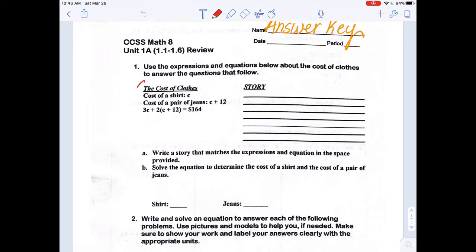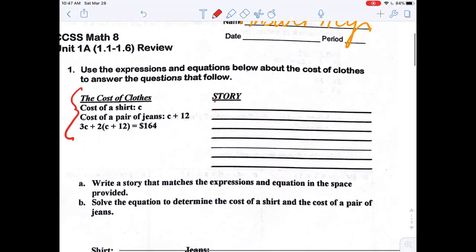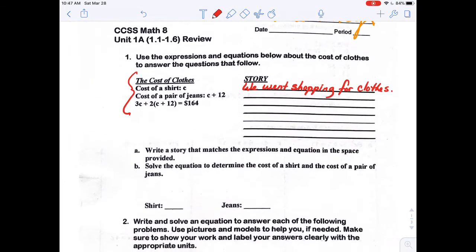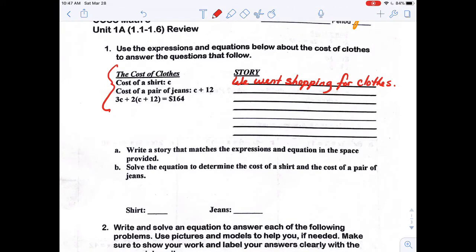So I'm going to start by looking at the problem, and it is talking about the cost of clothes. So you're going to come up with any sentence that's talking about what this story could be about. As simple as, we went shopping for clothes. Now the reader knows it's talking about buying clothes. Whether you say we're going back to school shopping, whatever you want, it needs to have a nice introductory.